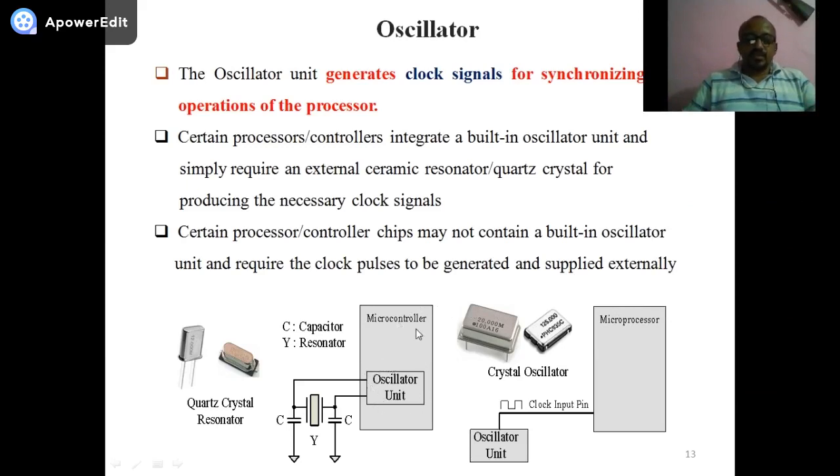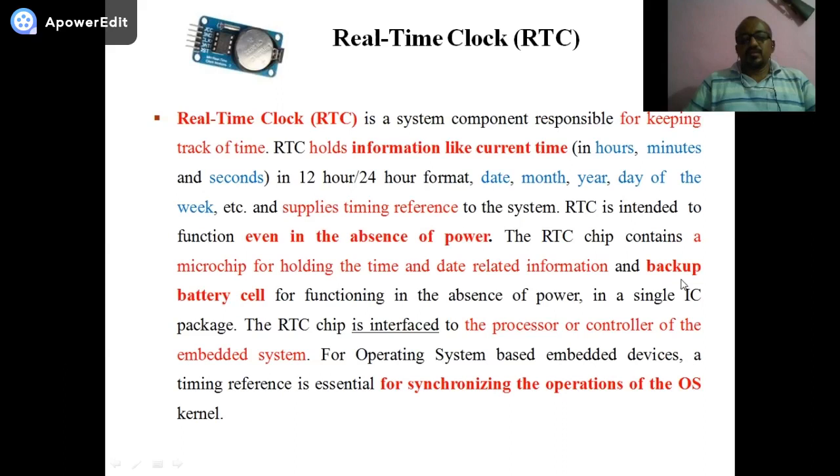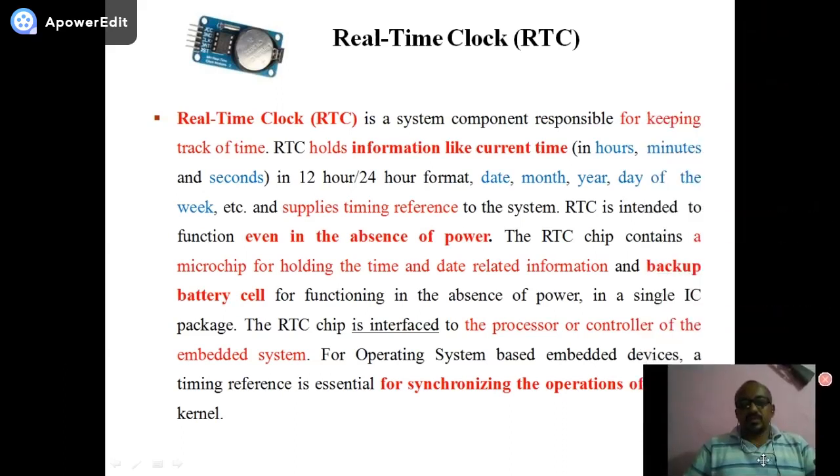For example, here where I'm moving the cursor, you can see this block diagram where the oscillator circuit is inbuilt; the only thing we need to connect externally is the crystal for supplying the clock signals. And in another block diagram you can see that we have to connect the oscillator circuit externally, so the clock signals are supplied from the outside.